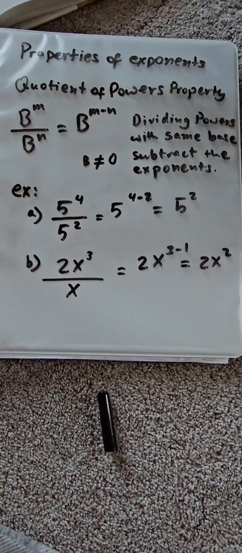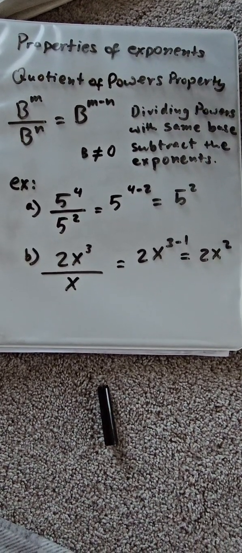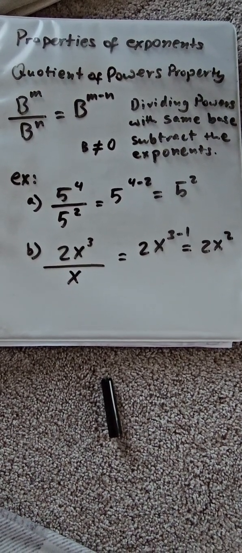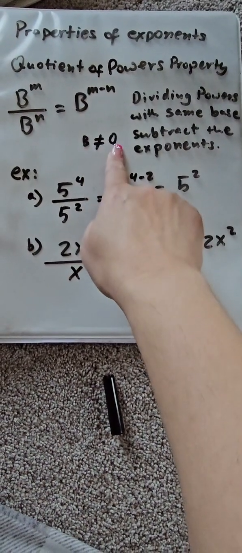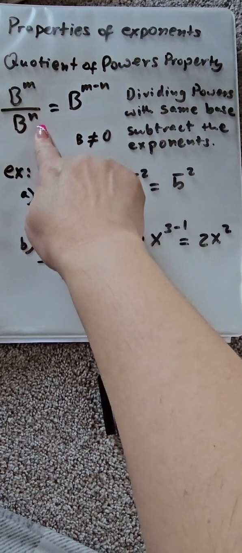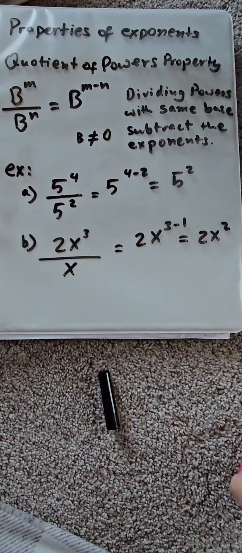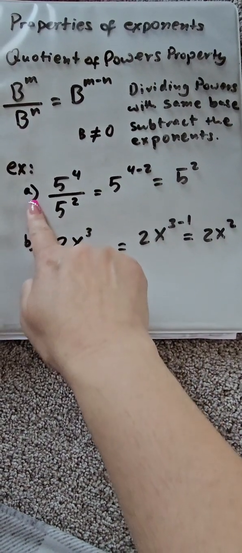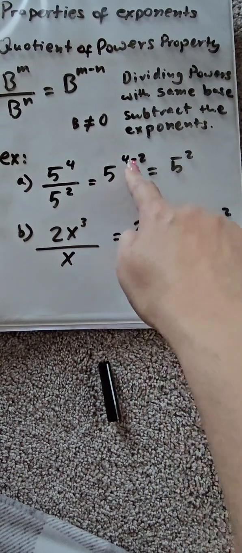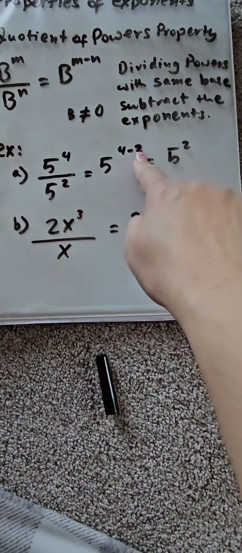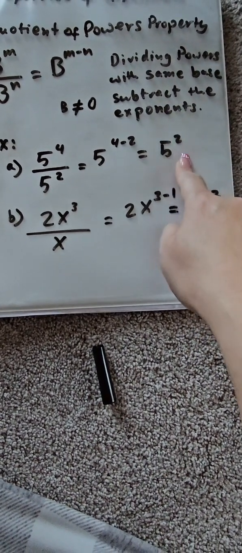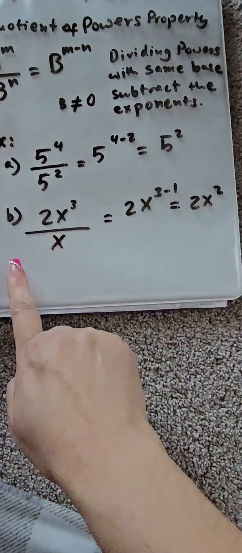Quotient of powers property. Dividing powers with the same base, what we do is we keep the base and subtract the exponents. Now here we say b does not equal 0. That's because dividing by 0 is undefined. So when you have situations where you're dividing by 0, you should know that it is undefined. Now the example I have here is 5 to the 4th power divided by 5 to the 2nd power equals, we keep the base, 4 minus 2, and that gives us 5 to the 2nd power, or 5 squared, which you can also simplify and write as 25.